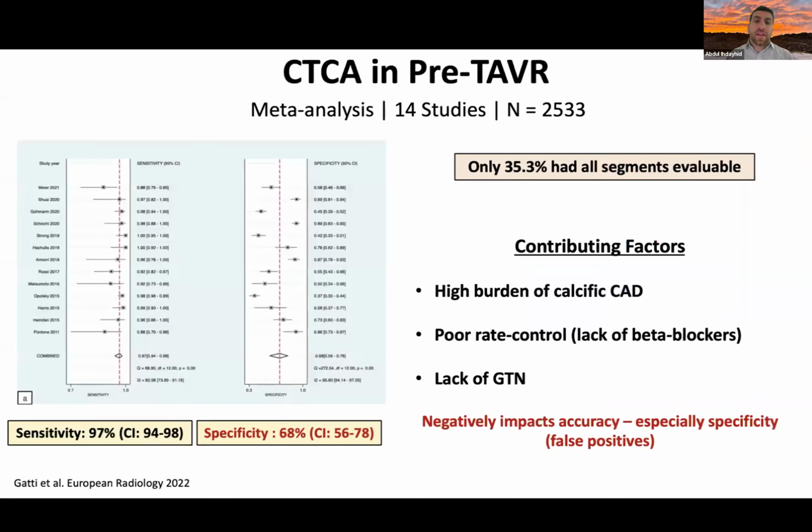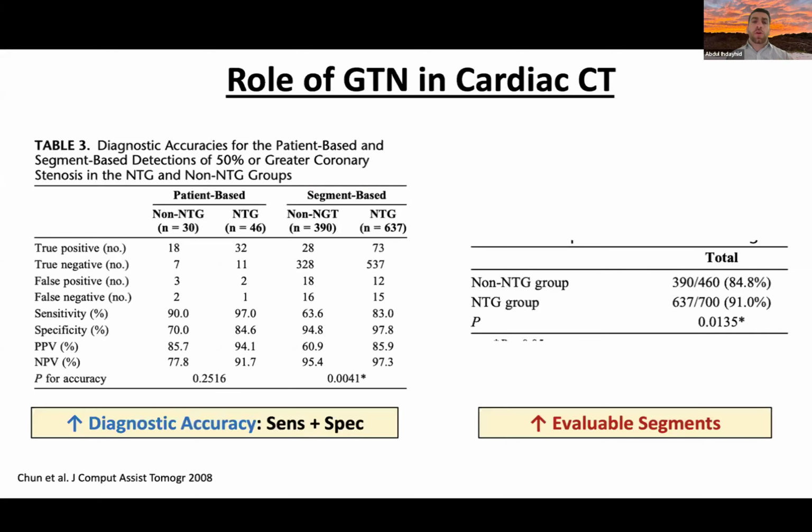because of the safety concerns with giving GTN and beta blockers. There have been a lot of studies done in CT without GTN and beta blockers, and they've shown that although the sensitivity is high, the specificity is not very good. It's probably because of the high burden of disease, as I mentioned earlier, and the lack of optimizing the image quality, which impacts its accuracy. And what we've shown is that GTN on cardiac CT definitely improves the accuracy, particularly the sensitivity and specificity.